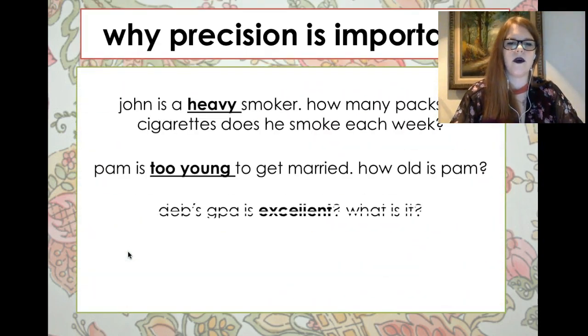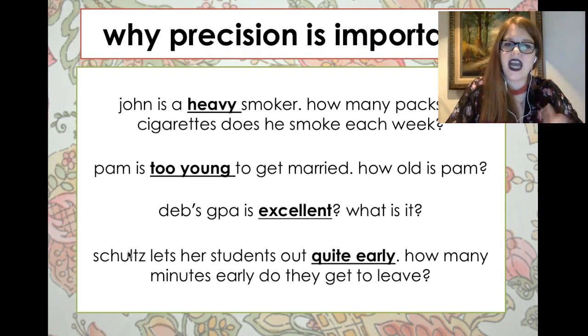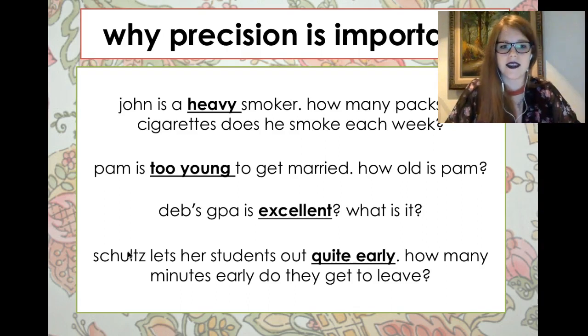So let's use a couple more examples. John is a heavy smoker. How many packs of cigarettes does he smoke each week? 2? 12? 1? I don't know. But that's abstract. We don't know what heavy is.